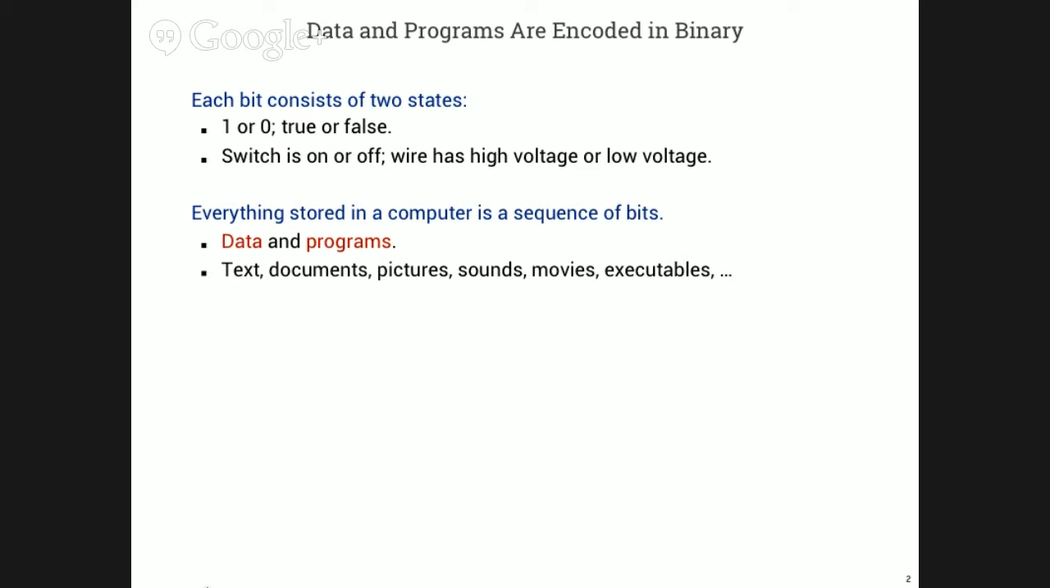Sometimes we talk about 0 and 1 as true and false. 1 is true and 0 is false. We often blend those two terms.